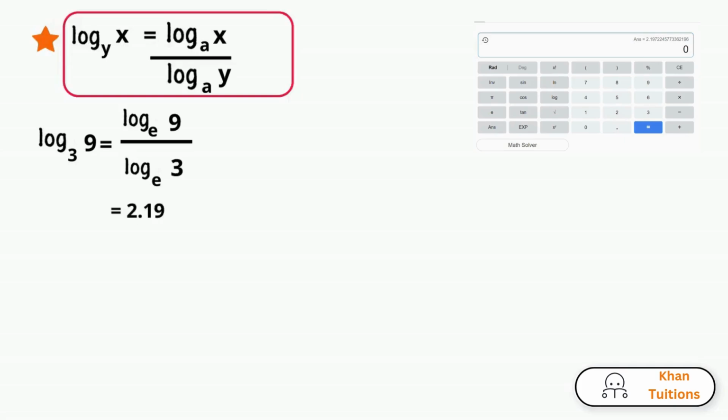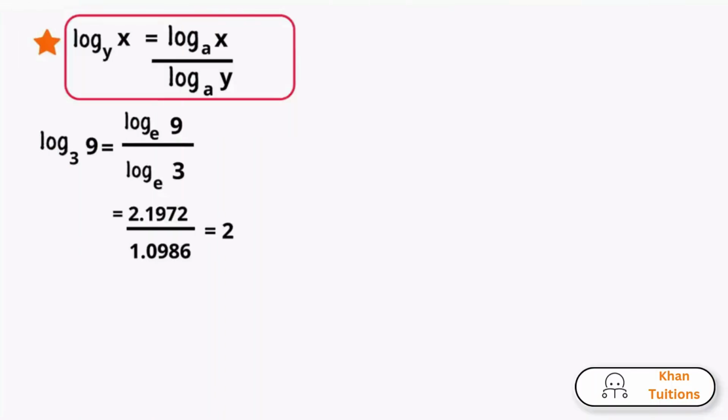So we write 2.1972 in the numerator. In the denominator we have natural log of 3. That gives approximately 1.0986. We write it in the denominator. Now this value can easily be calculated using the calculator. 2.1972 divided by 1.0986 gives us 2.